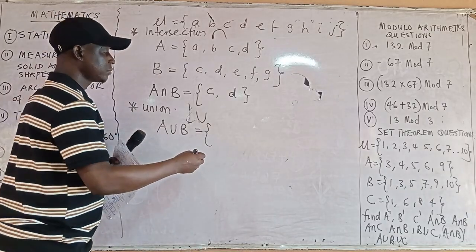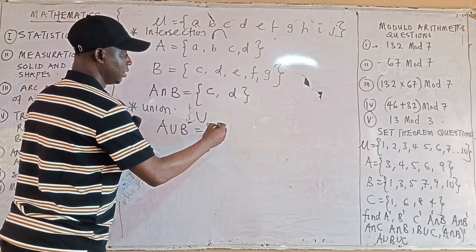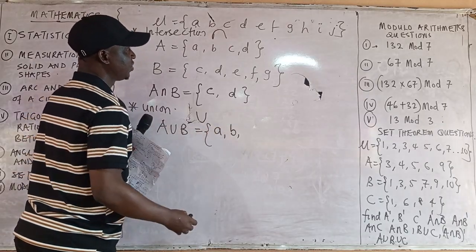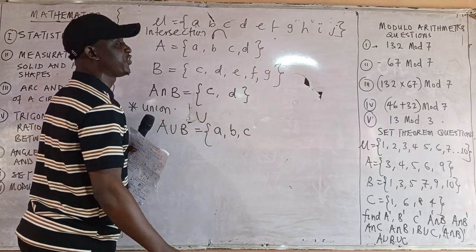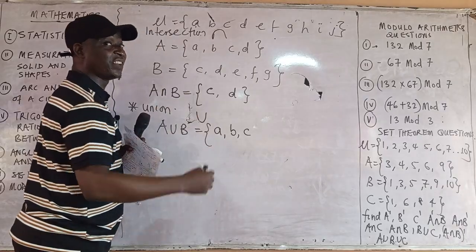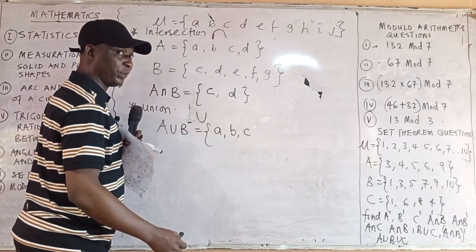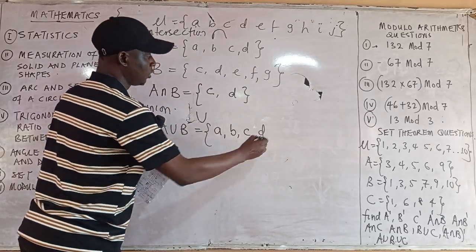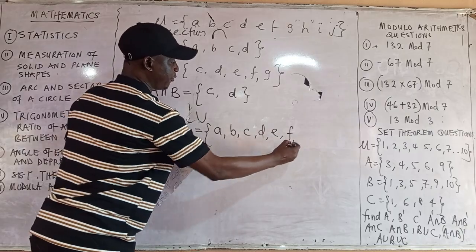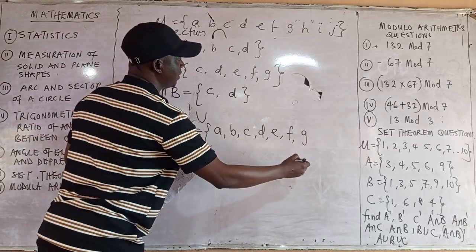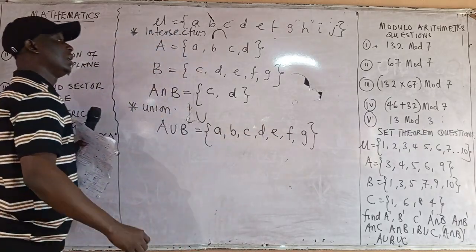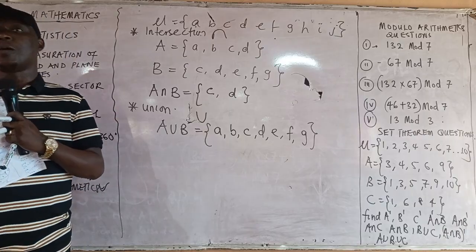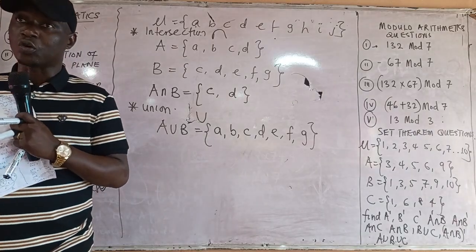So in that case, I'm going to have A, B, C. I will not repeat C; rather, I take only one C. Please, attention. Then we have D, E, F, G. Follow me. That is the answer for A union B.